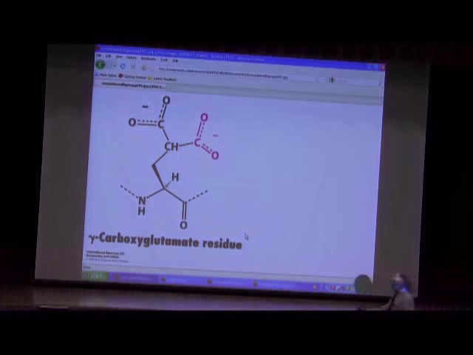Well, what happens if you don't have vitamin K? If you don't have vitamin K, this modification does not occur. You only have one carboxyl group on the glutamate side chain of prothrombin proteins, and one carboxyl group doesn't bind calcium very well. So as a consequence, prothrombin is not very well localized to the site of the wound, and bleeding occurs.